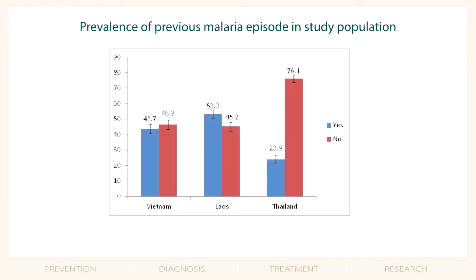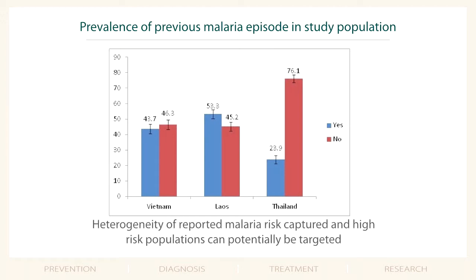This one is showing that there was an increased prevalence of people reporting a previous malaria episode at the Lao border. So people with a malaria episode is in blue, and you can see it's significantly higher at Lao border than both Vietnam and Thai.